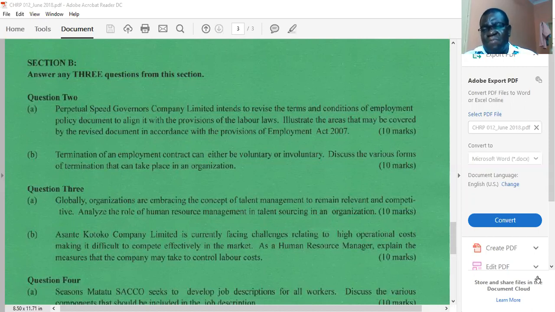If maybe he is sick or injured in a grievous accident and cannot continue in employment, we terminate you on medical grounds. Death. When an employee unfortunately dies, that employment is terminated.